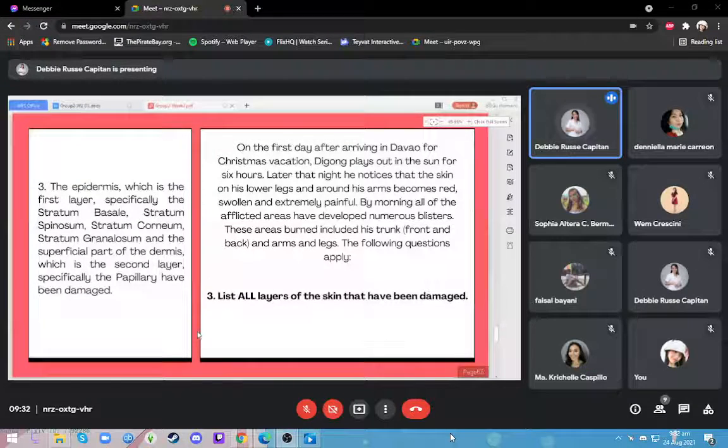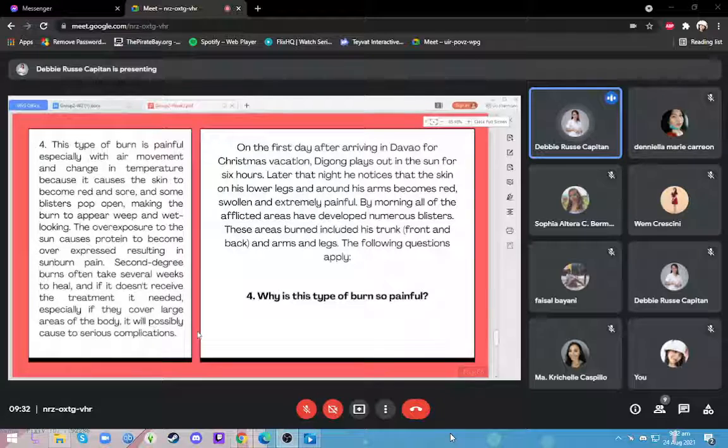Number 3, list all layers of the skin that have been damaged. So the epidermis, which is the first layer, specifically the stratum basale, stratum spinosum, stratum corneum, and stratum granulosum, and the superficial part of the dermis, which is the second layer, specifically the papillary, have been damaged.